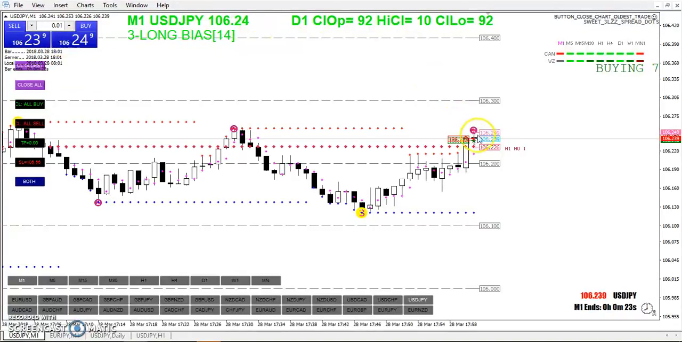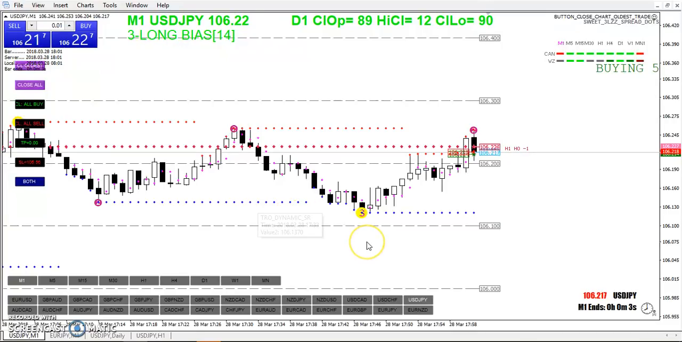Remember, 3-level ZZ is a breakout. It's showing that it broke out. So you really don't want to reverse on this bar because it can go the other way. So what you want to do is wait. Here we go. There's the holo trigger. Oh, I missed it.